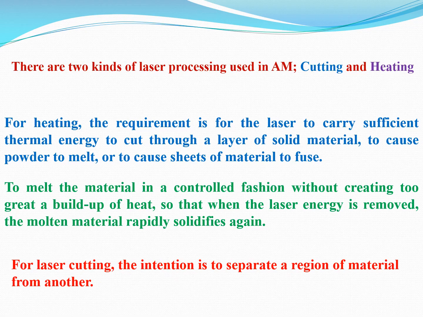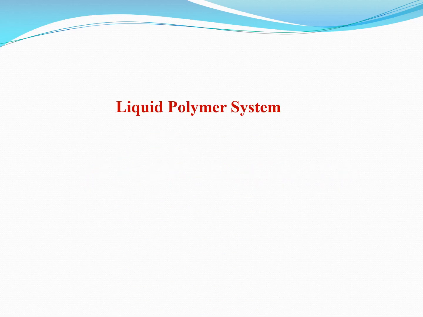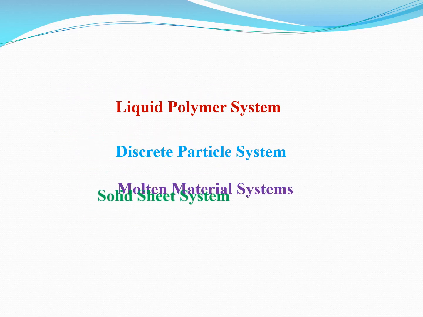For laser cutting, the intention is to separate a region of material from another. So this is the laser cutting intention, to separate the material from one another. There is a classification of systems: liquid polymer system, discrete particle system, molten material system, and solid sheet system.